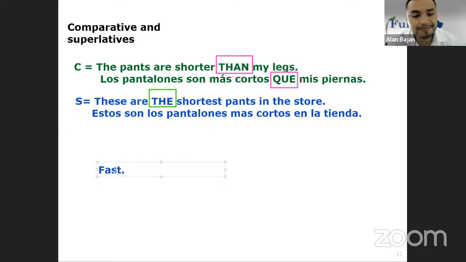Remember that I said with fast, with the adjective fast. So, Steven, can you read your sentences, please?